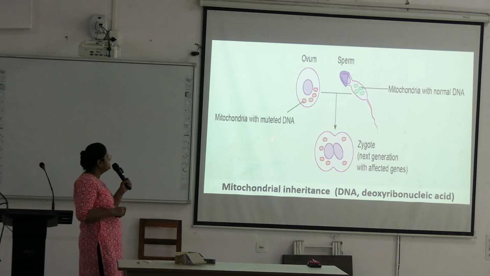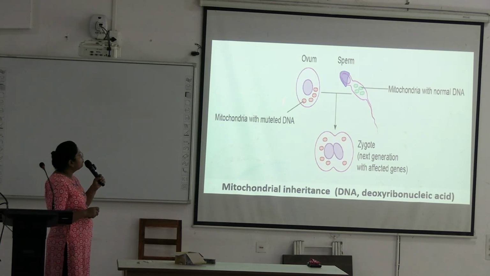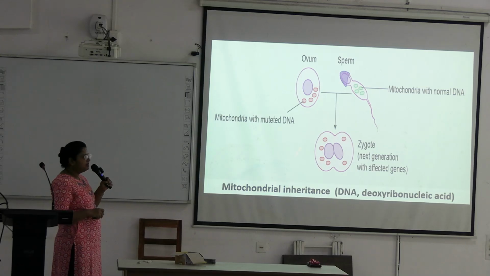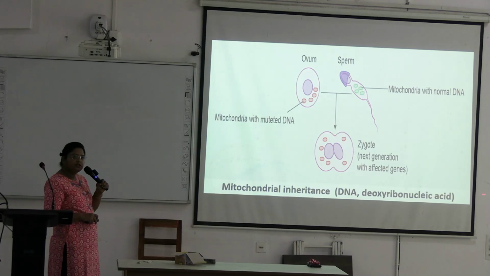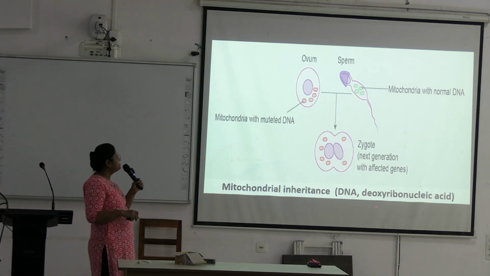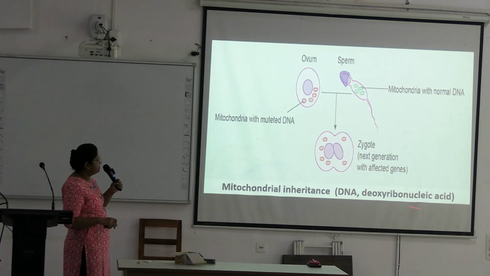See here, this is the ovum and sperm. Only sperm nucleus will enter, and mitochondria are only from the female. Mitochondria with mutated DNA are coming from the mother, and here is zygote formation, next generation with affected genes in the mitochondria. So, this is mitochondrial inheritance.